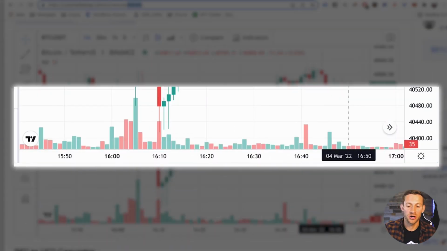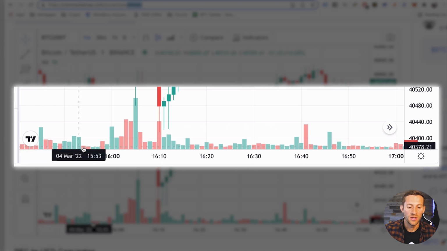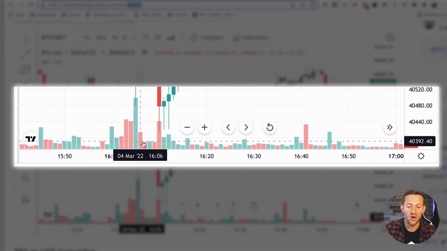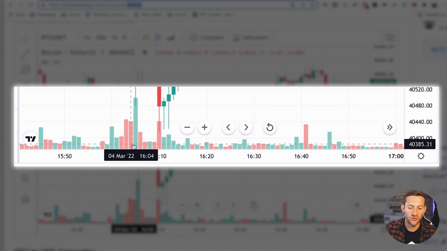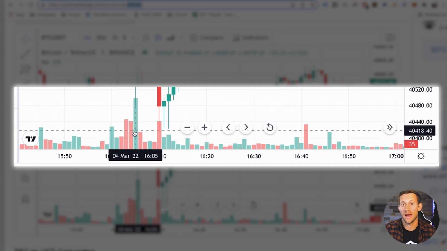And lastly, most charts you'll see at the bottom come with volume. This is just telling us how much of that coin was being traded. So you can see right here, this was a lot of trades. There was a lot of action happening in that minute. That's probably why the price was swinging all over.